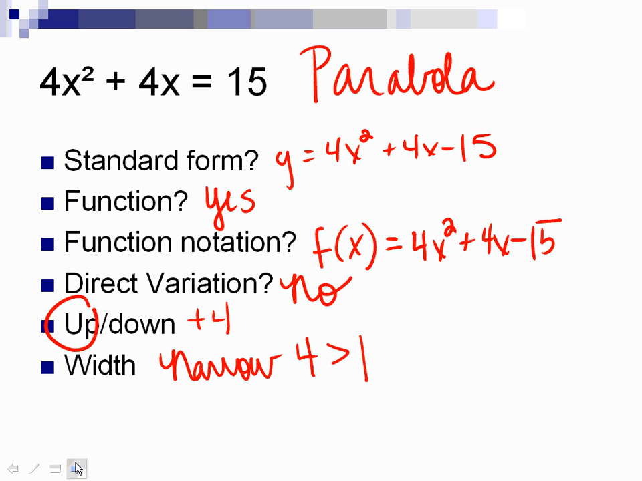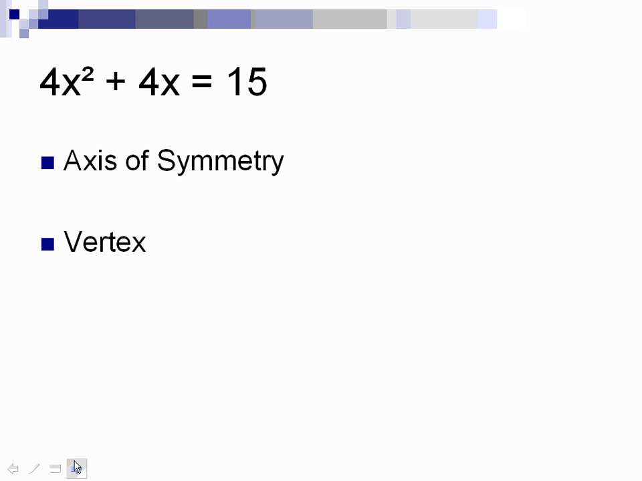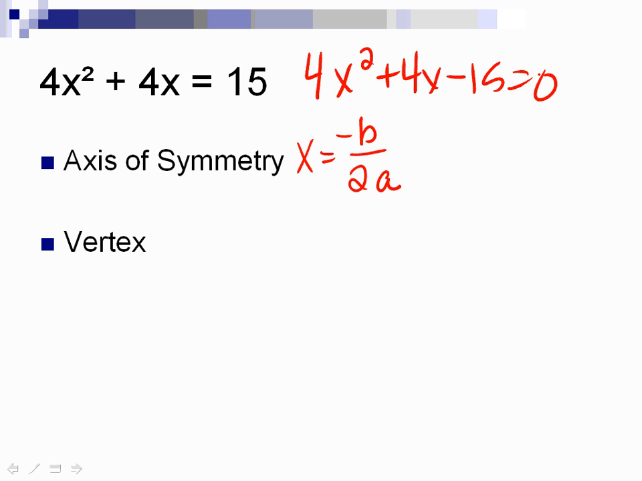All right. Next one. We have to do the axis of symmetry. Write this down. The formula for axis of symmetry is x equals negative b over 2a. Now you have to base this on the standard form equation, 4x squared plus 4x minus 15 equals 0. So a is 4, b is 4, and c is negative 15. So I have to do x equals negative 4 over 2 times 4. That's 8. So negative 4 over 8 is negative 1/2.